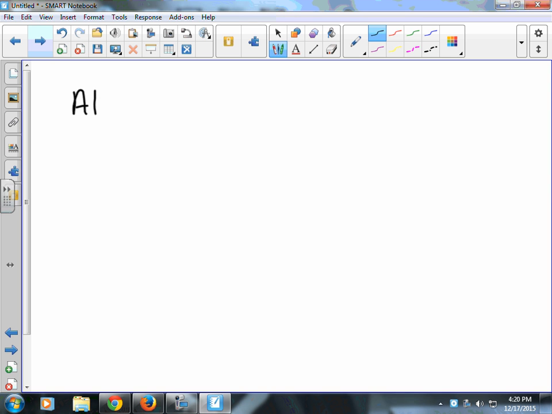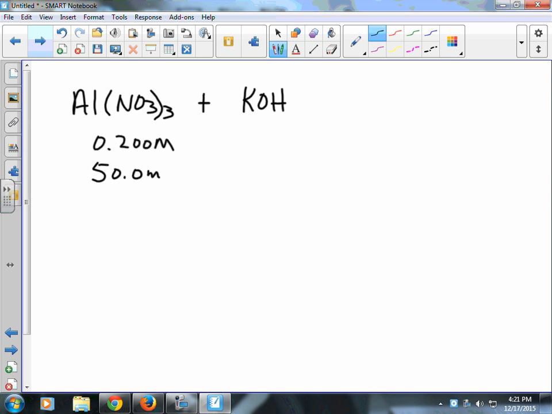We're going to take aluminum nitrate, an aqueous solution, and react it with potassium hydroxide. We have 0.2 molar aluminum nitrate, 50 milliliters, and we have 0.1 molar solution of KOH, 200 milliliters.